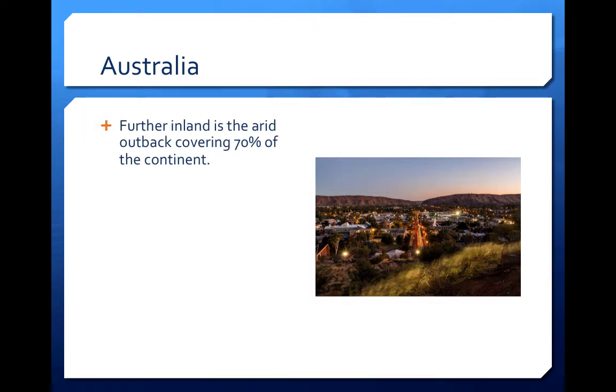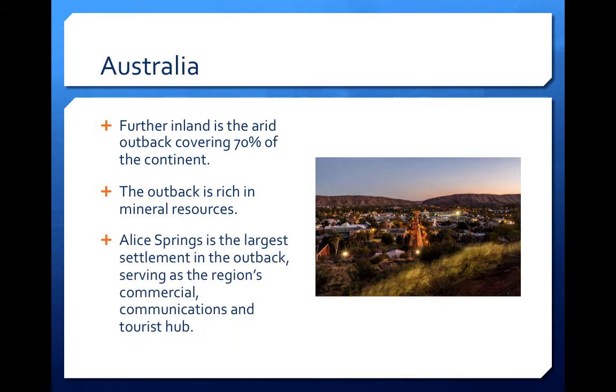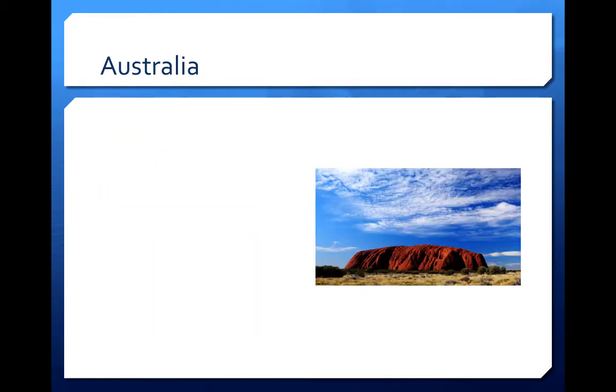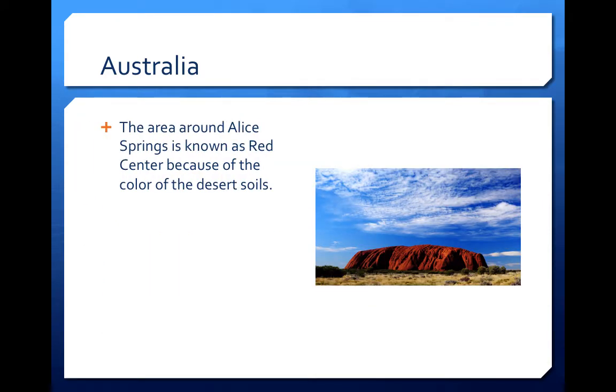Further inland is the arid Outback, covering 70% of the continent. The Outback is rich in mineral resources. Alice Springs is the largest settlement in the Outback, serving as the region's commercial, communication, and tourist hub. The area around Alice Springs is known as Red Center because of the color of the desert soils. The area has many dramatic geographic formations, like the one to the right.